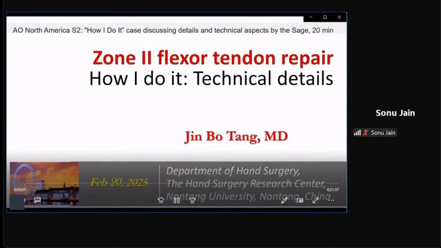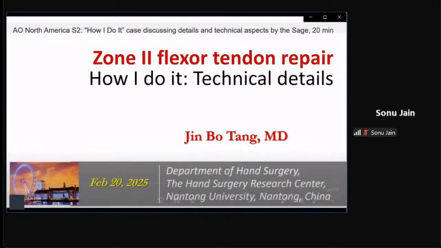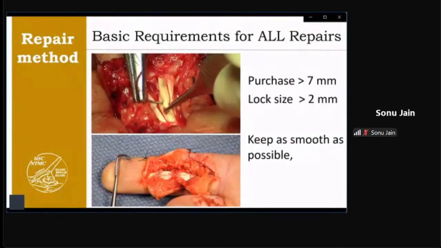I'll talk about Zone 2 flexor tendon repair, the technique detail. The basic requirements for all FDP tendon repair in Zone 2 include, first, the suture purchase. We need to ensure sufficient suture purchase. I suggest about 7 millimeters to 1 centimeter. This will put the core suture much farther away from the tendon junction site.